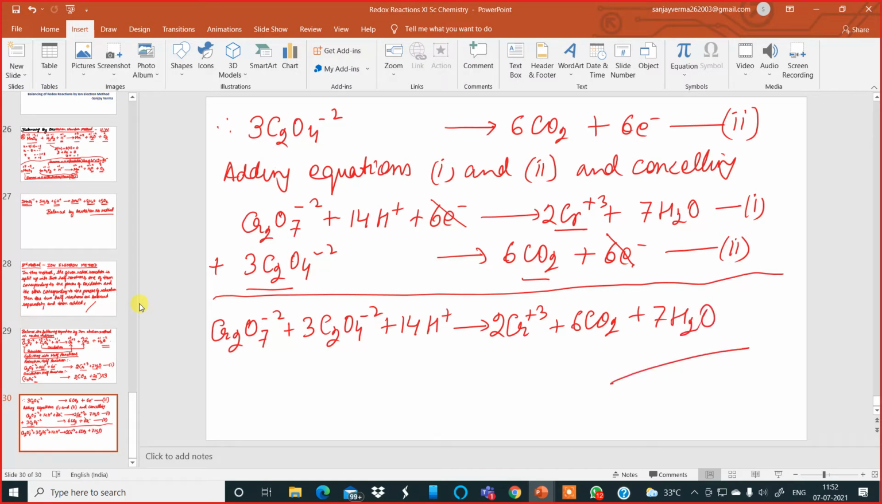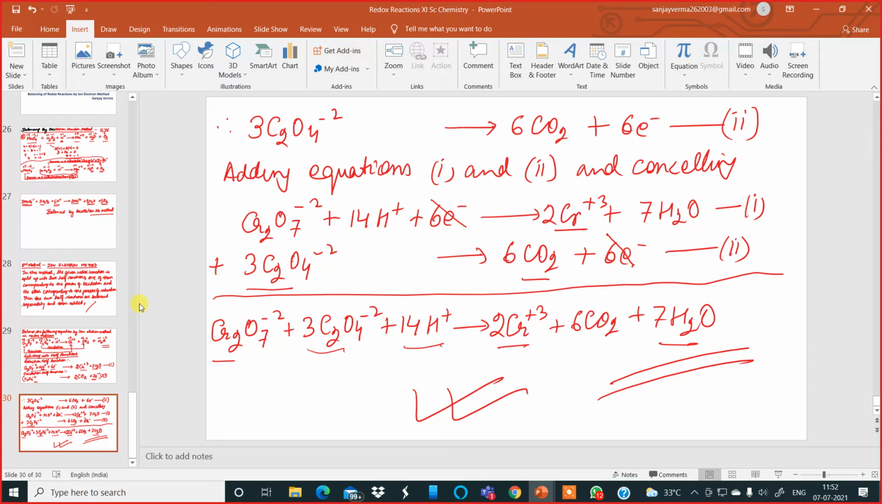So this equation is now balanced. You can check it yourself. Chromium 2, oxygen 7 plus 4 3 are 12, 19. So 7 plus 19. Hydrogen is 14. Carbon is 6. So the equation has been balanced, which was in acidic medium. Okay. Now, please go through the working very carefully.